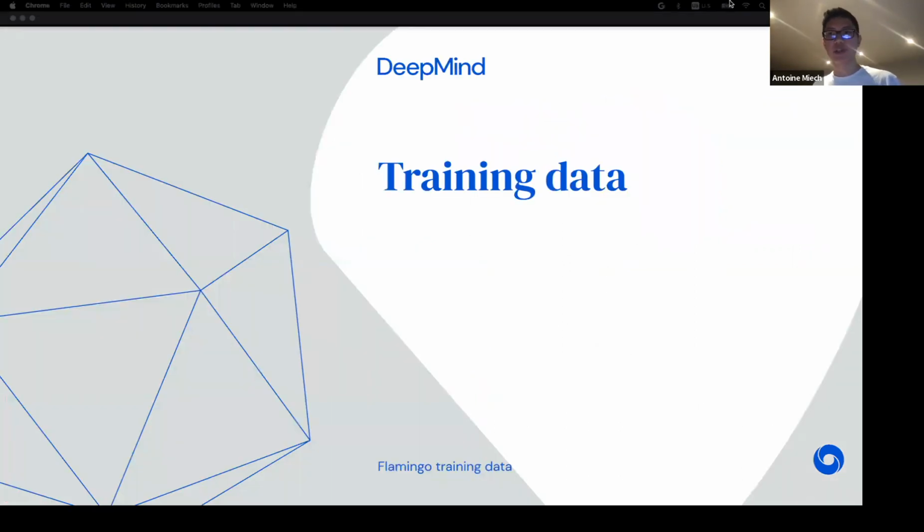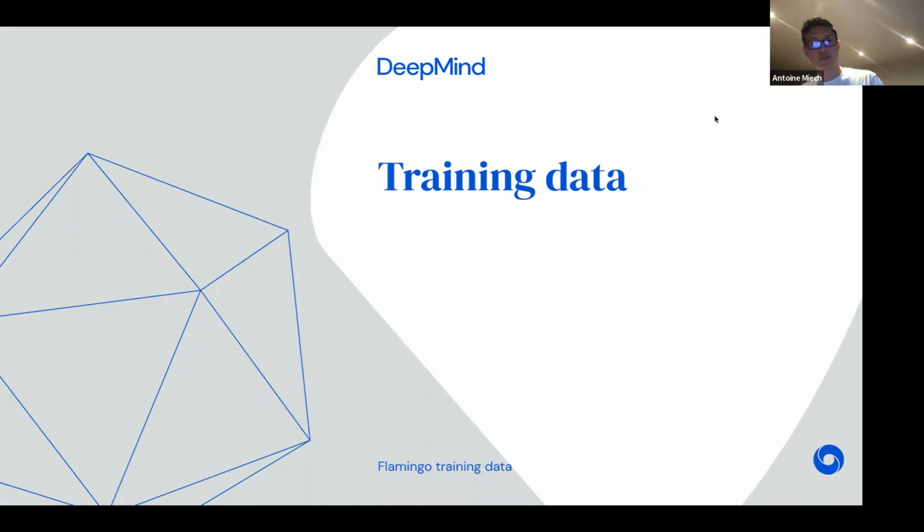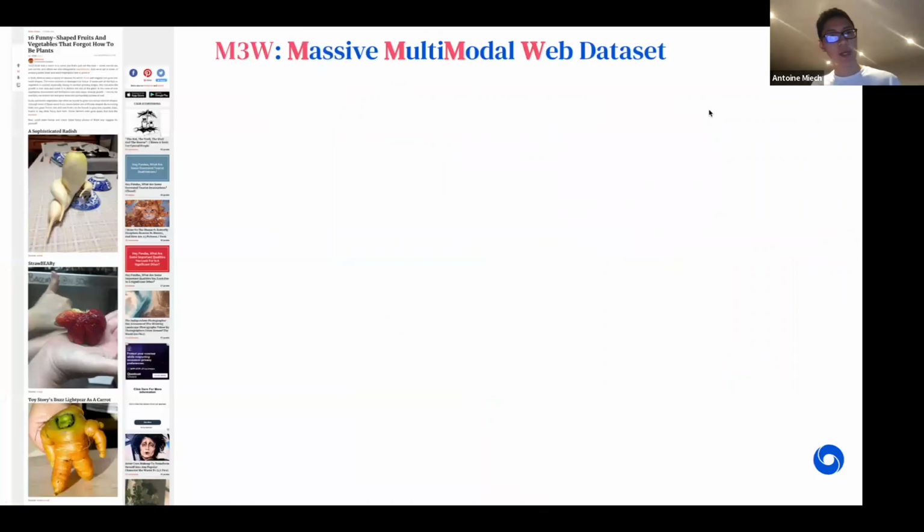So now I'll be diving into the training data. That's really something that is, I would say, as important as the model architecture, because without the training data, we don't have something that could work basically. And so the main novelty here is the dataset that we call M3W, which stands for Massive Multimodal Web Dataset.